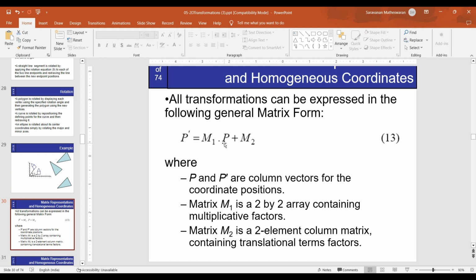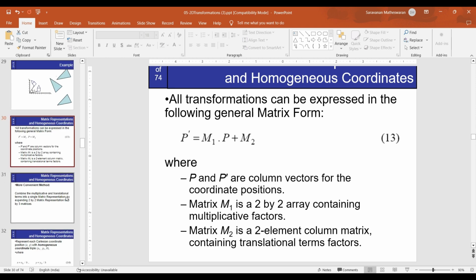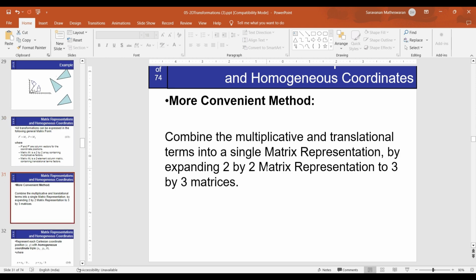P dash equals M1 into P plus M2. P dash and P are column vectors. M1 is a 2 by 2 matrix and M2 is a 2 by 2 matrix. After having the 2 by 2 matrices, there are more convenient methods: combine the multiplicative and translative terms into a single matrix representation.